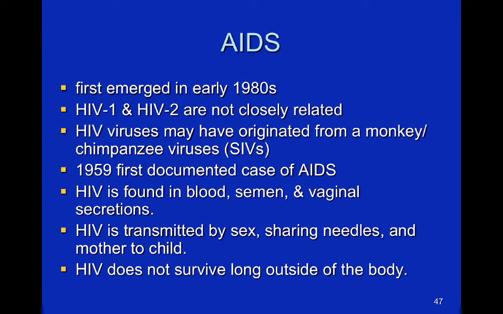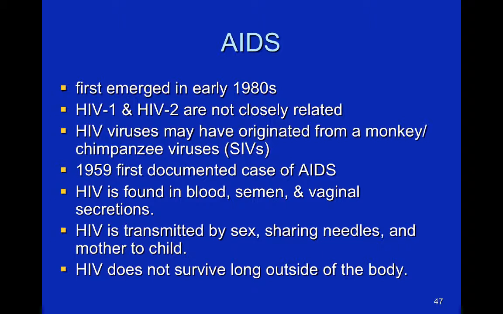There are multiple reasons for that, one of which is that it's highly mutagenic, so it has a very poor proofreading capacity, meaning it seems to be mutating at a high rate. So very frequently as it's replicating, it will adapt to whatever drug is thrown at it. We saw it first emerge in the early 1980s. HIV 1 and 2 subtypes are not closely related, but it seems like they may have originated from a very closely related virus called SIV, which is simian immunodeficiency virus. So this is found in chimps.